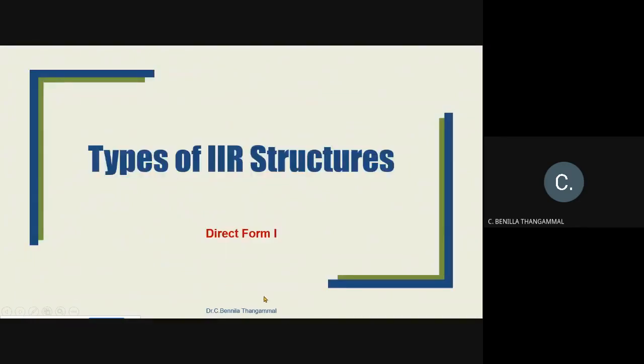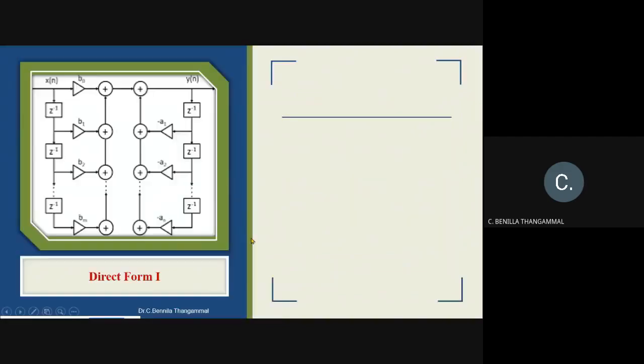Here, among the types of IIR structures, we are going to consider only four different structures: direct form 1, direct form 2, parallel and cascade. First we can go for direct form 1. This is the basic structure of direct form 1. Here in direct form 1, they have separate delays, so input and output have separate delays.